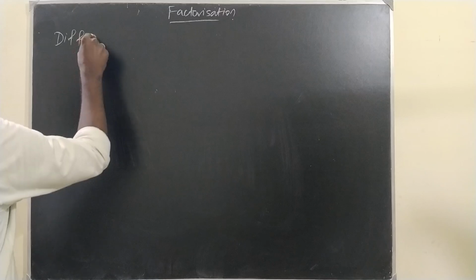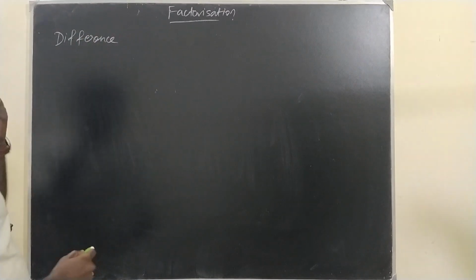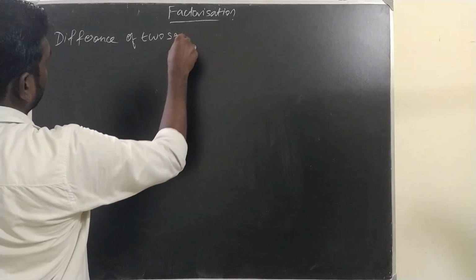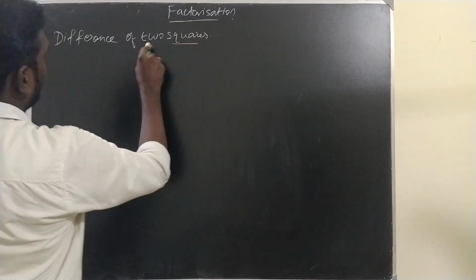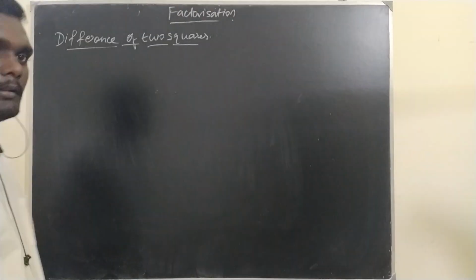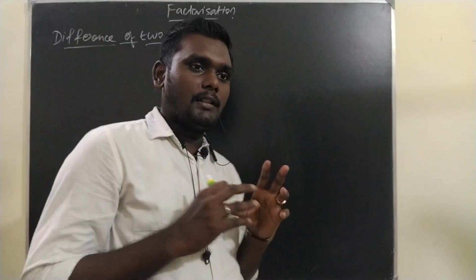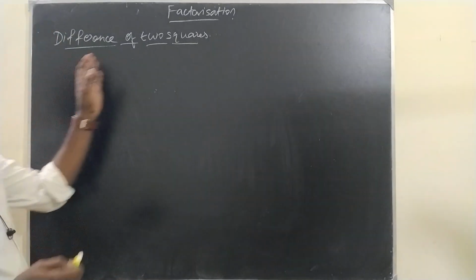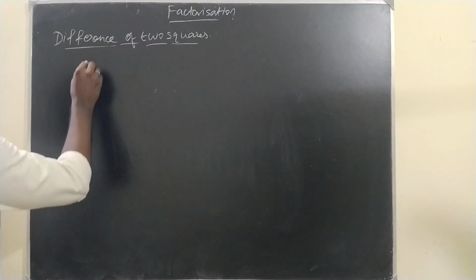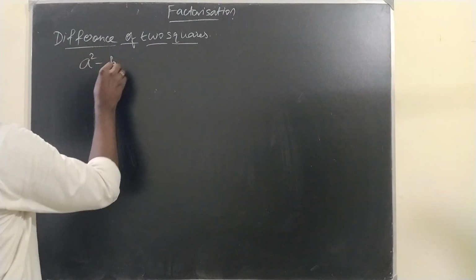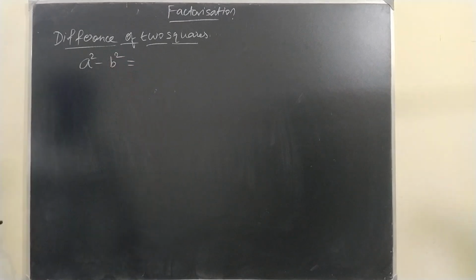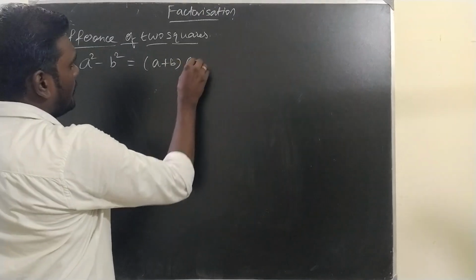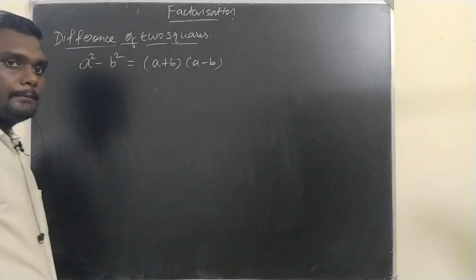we will be identifying difference of two squares. So we have to identify that the expression is in the form of difference of two squares, and in that we are going to apply the formula. When I say difference of two squares, take two numbers, that is a square minus b square. For this we have a formula: a plus b into a minus b.